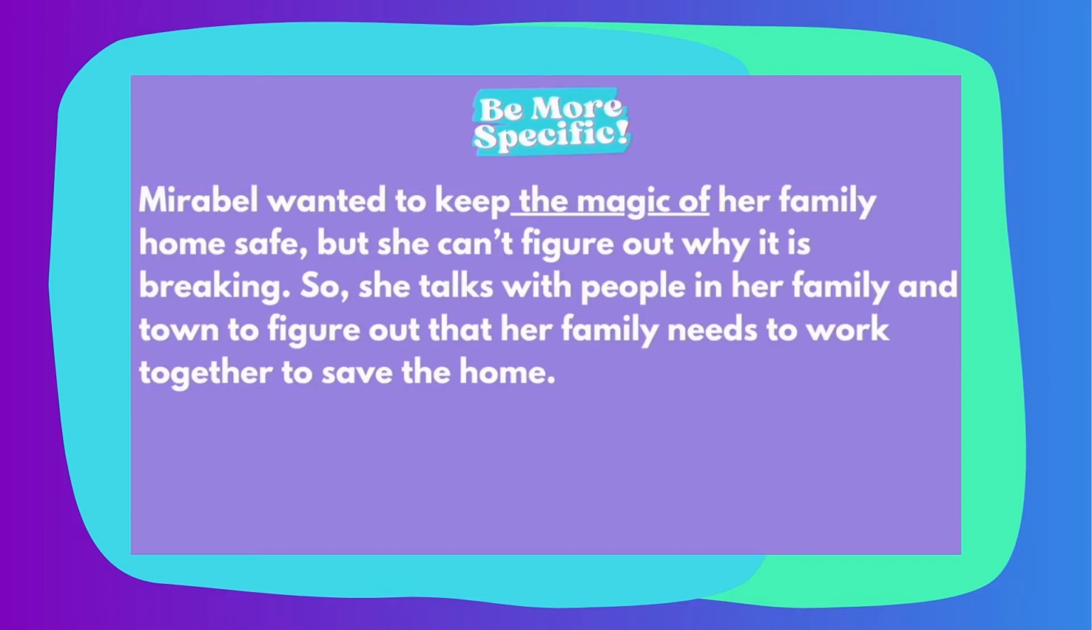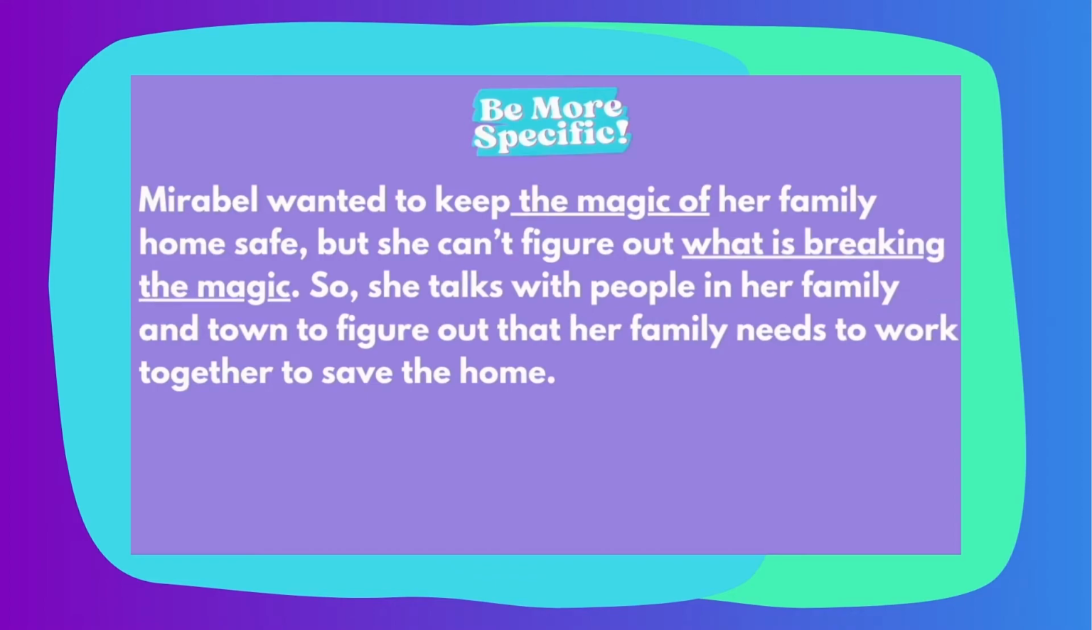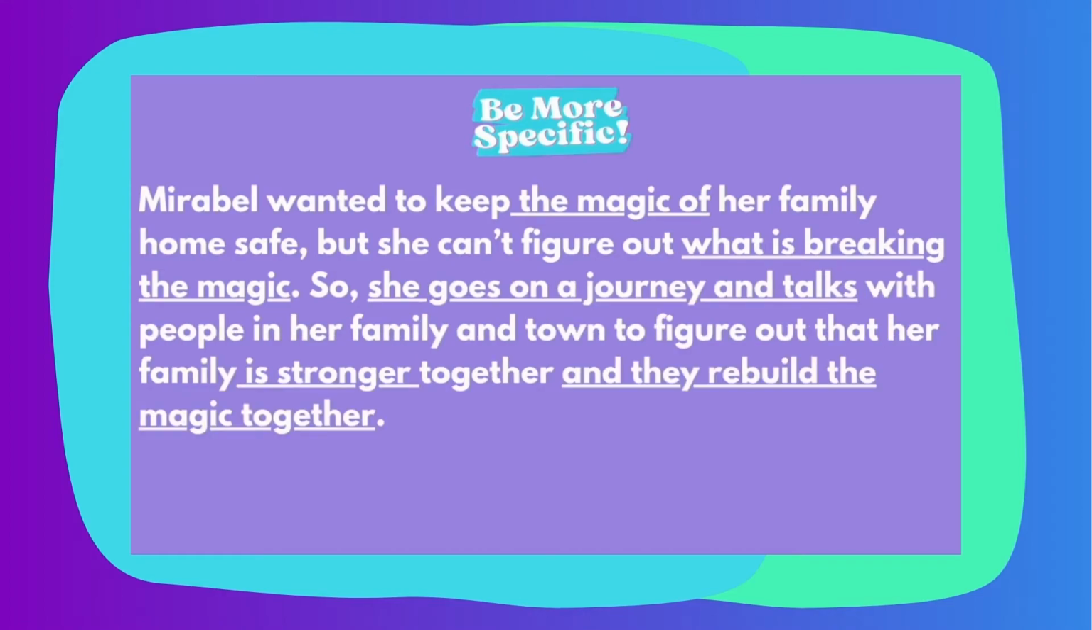Since we added the magic part in the first sentence, let's add it to the second half of that sentence. But she can't figure out why or what is breaking that magic. And we could even make it more specific than just saying she goes and talks with people. We're gonna add in this idea of going on a journey. Also, we added the idea that not just that she needs her family to solve it, but because they are family, they're stronger together. We also added in the idea that they rebuild the magic together because in the beginning, we added that idea of magic. So we have a new summary.